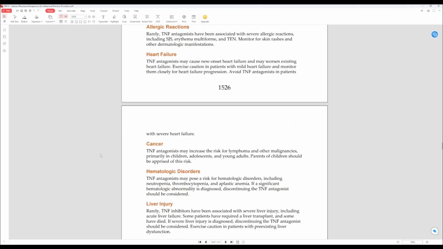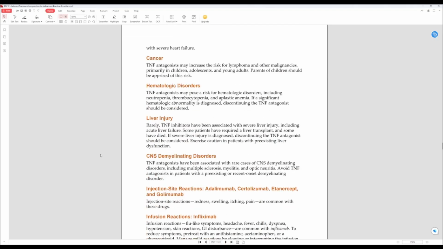Allergic reactions. Rarely, TNF antagonists have been associated with severe allergic reactions, which include Stevens-Johnson syndrome, erythema multiforme, and TEN. So monitor for skin rashes and other dermatologic manifestations. Heart failure. TNF antagonists may cause new onset heart failure or may worsen existing heart failure. Exercise caution in patients who already have mild heart failure and monitor them closely for heart failure's progression. Avoid TNF antagonists in patients who have severe heart failure.